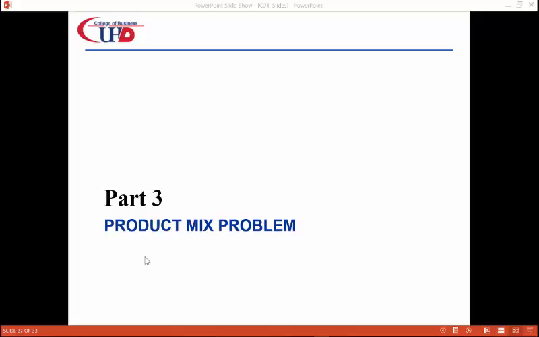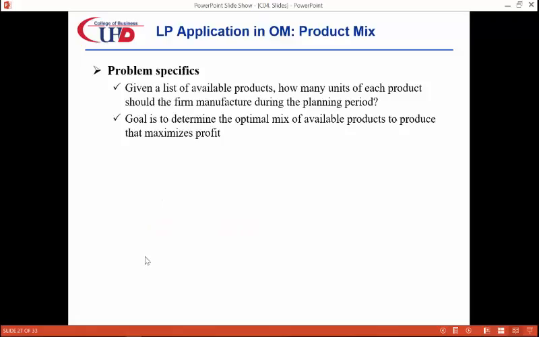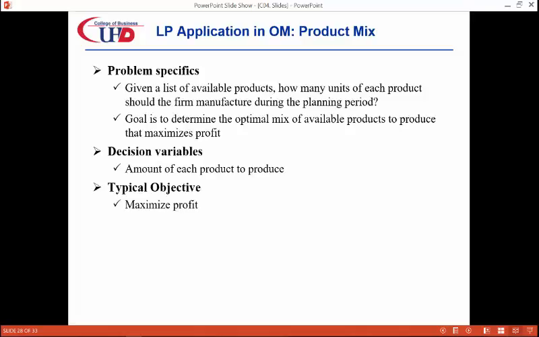Max and multi-max is a typical product mix problem. Here we will summarize the basic features for such type of problem. In product mix problem, you need to decide how many to produce for each product, given the limited resources. Decision variables are the product quantity. Typical objective is to maximize the total profit.